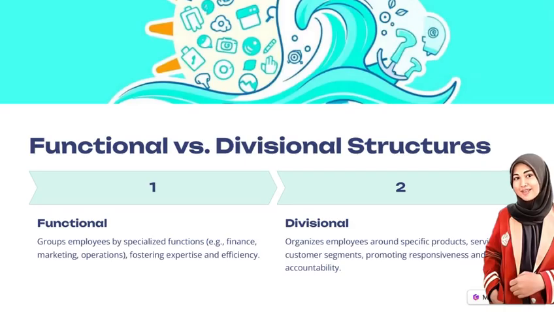Divisional structure. A divisional structure organizes employees based on specific products, services, or customer segments. Each division operates as a semi-autonomous unit with its own resources, such as marketing and operations teams. This structure enhances responsiveness to market demands and improves accountability by aligning teams with clear objectives related to their division. However, it may lead to duplication of resources across divisions.